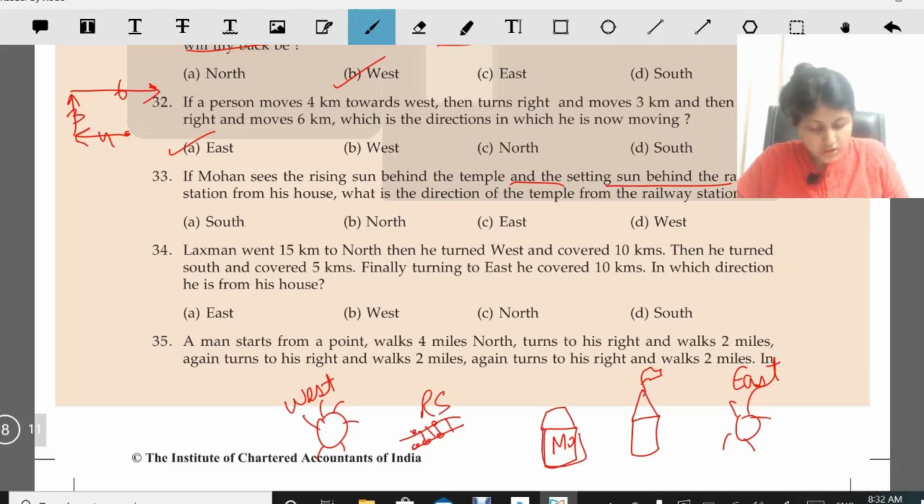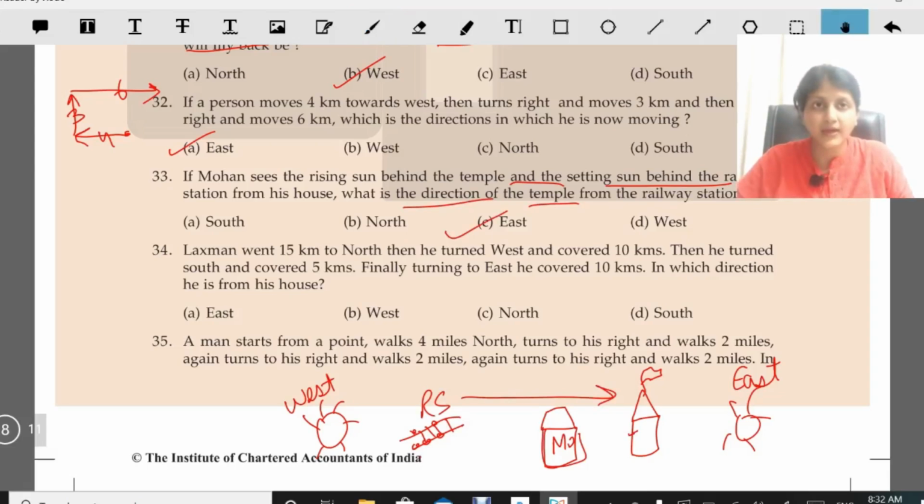From his house, then which direction is the temple from the railway station? The temple is in the east direction from the railway station. Okay, question number 34.